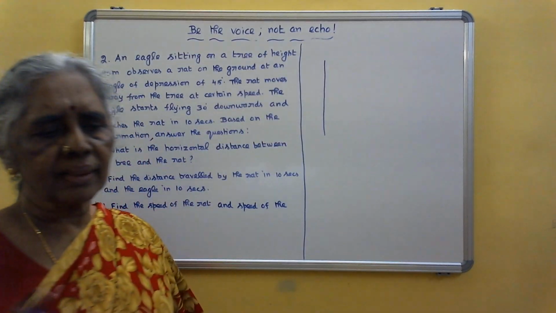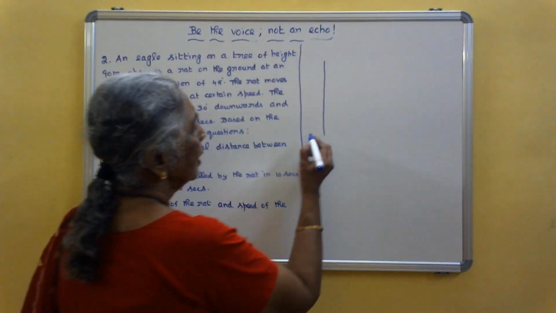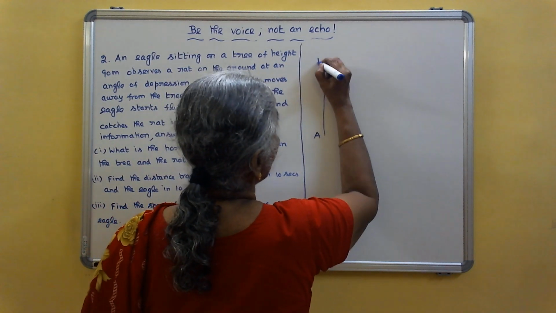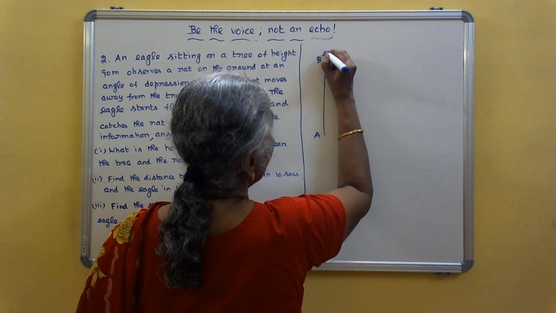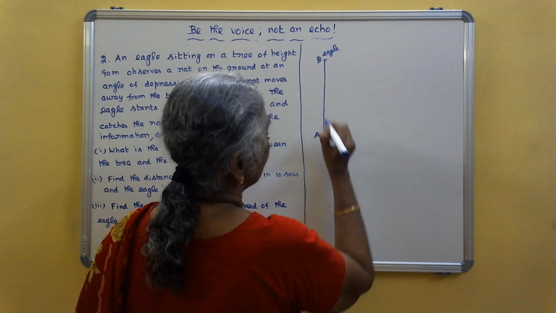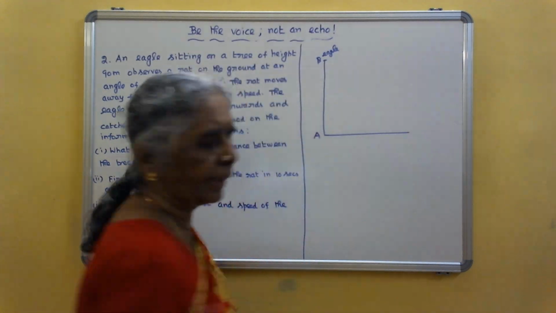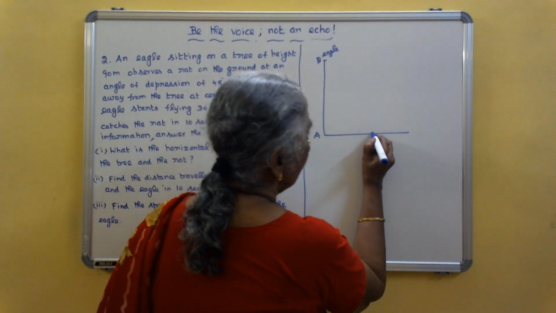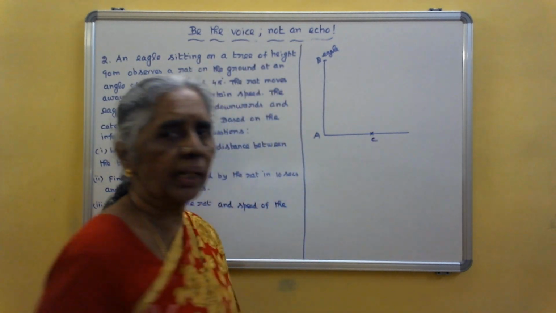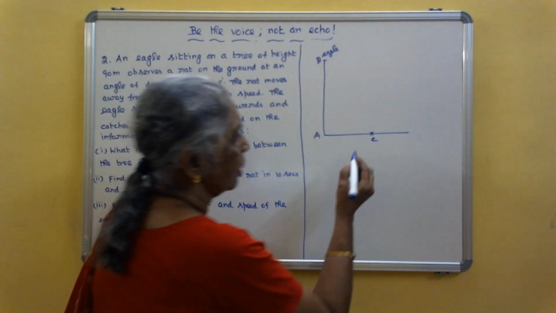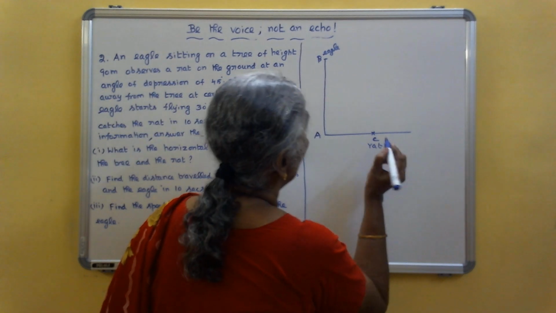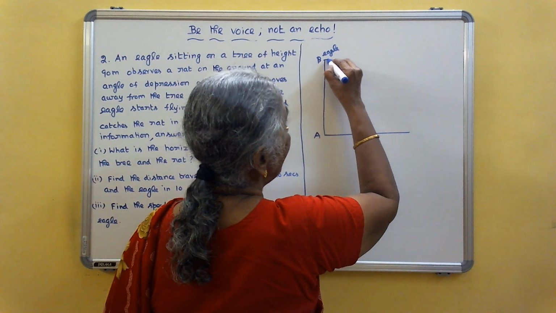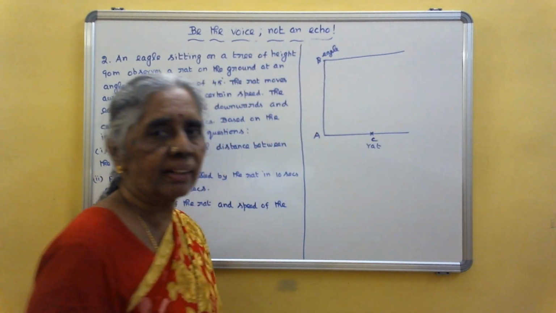Okay. So now let us have this as our tree. I will call this A, I will call this B. So here is the eagle sitting. This line I will draw. Now the rat is on the ground. Let this be the position of the rat. Okay, the rat is here now. So the eagle means I have to draw a line of sight there.